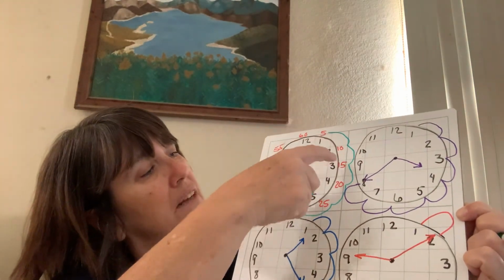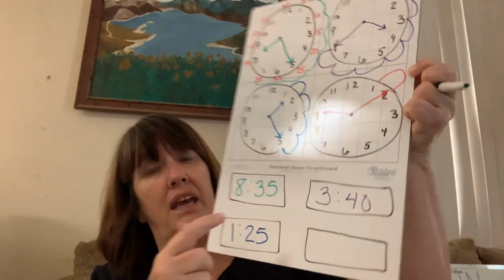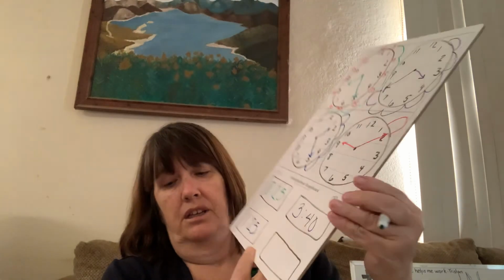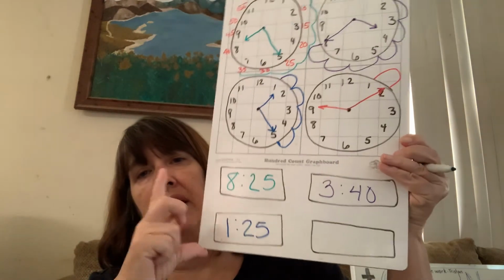5, 10, 15, 20, 25. So we have 8:25. So we'll just erase that. And you would draw the hands on the clock and write the digital time. Okay, so that is math, and I'll see you in a little bit for some religion.